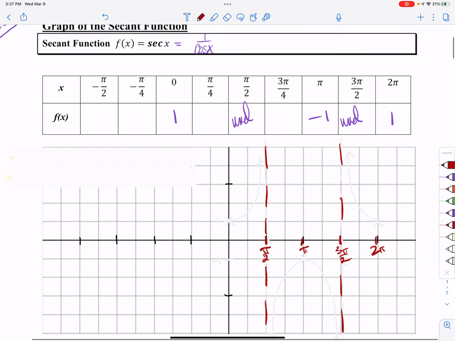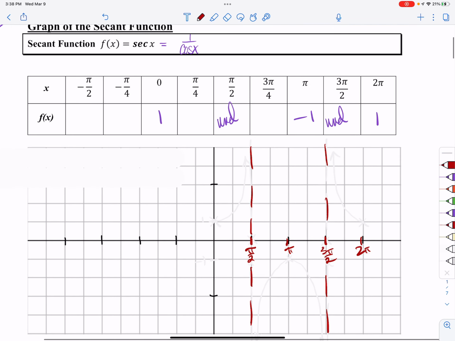And then you'll also notice I have filled in where my cosine value is equal to 1 or negative 1. So at 0, my cosine value is equal to 1, so secant is also 1. At pi, it's equal to negative 1, and at 2 pi, it's equal to positive 1. So then what I have, again, asymptotes are fences, things that I'm always getting closer and closer and closer to.